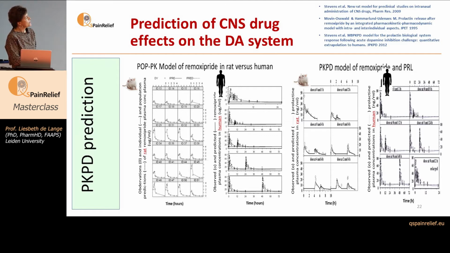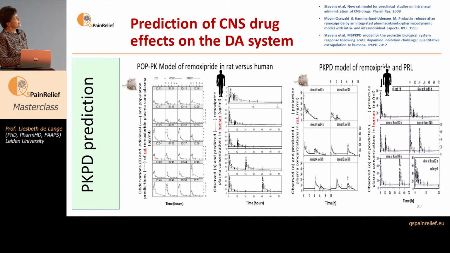And you see the open dots that are the data, and you see the model nicely capturing the plasma pharmacokinetics of remoxapride in animals. And we had a data set from Uppsala where we collaborated, and here you see a double dosing design of remoxapride in human beings, and also the model was very nicely able to capture that with the same structural model.